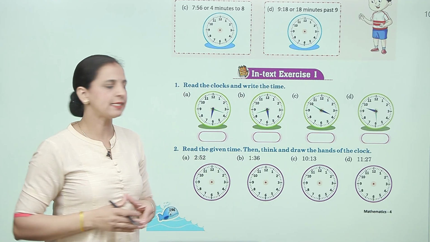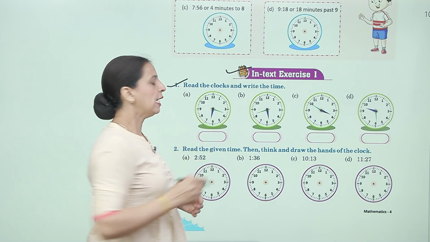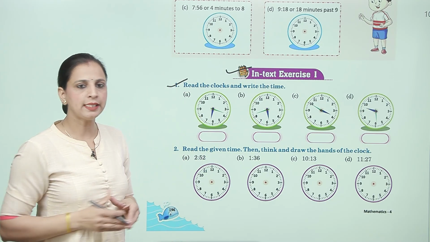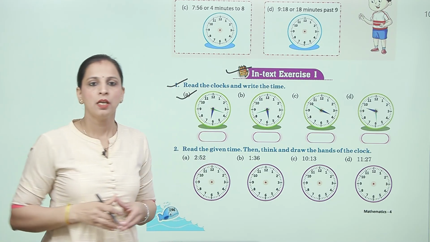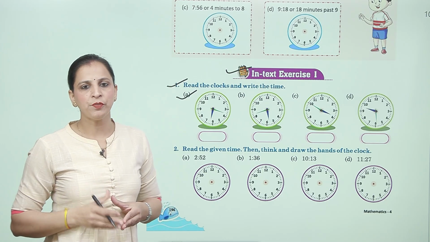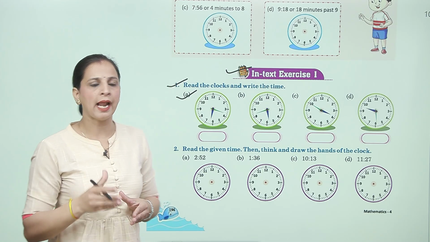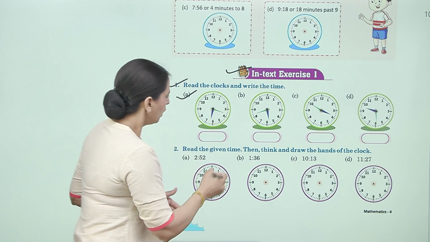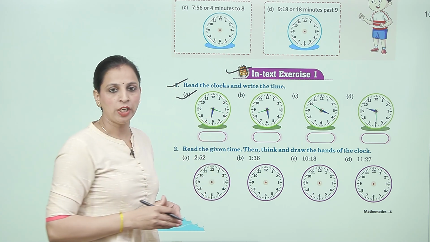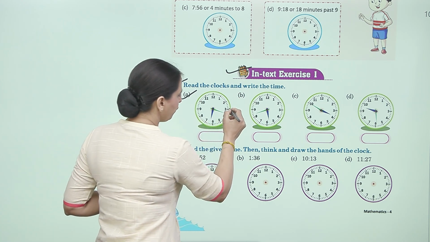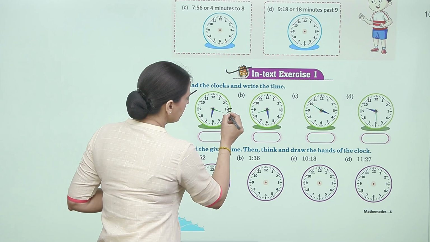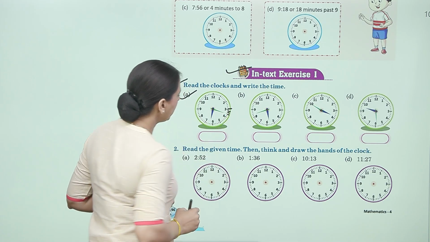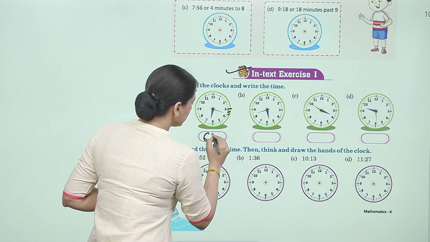Now, in text exercise 1, question number 1, read the clocks and write the time. A part. Hour hand is between 7 and 6 and minute hand is in between 3 and 4. So, 15 minutes, 16, 17 and 18 minutes. That means 6:18.